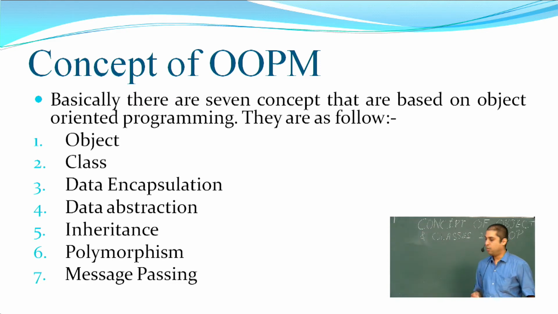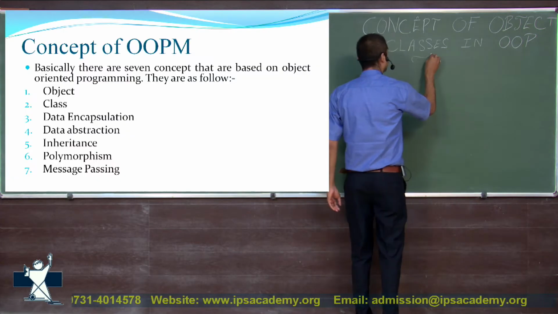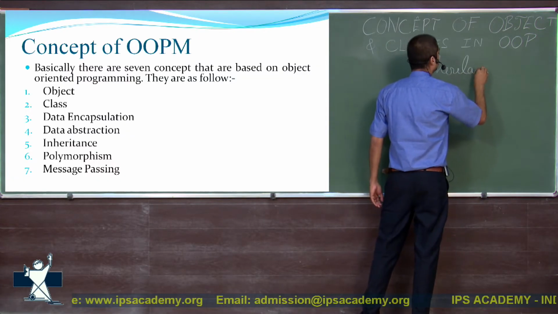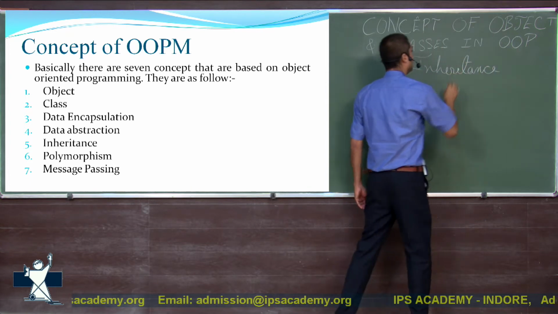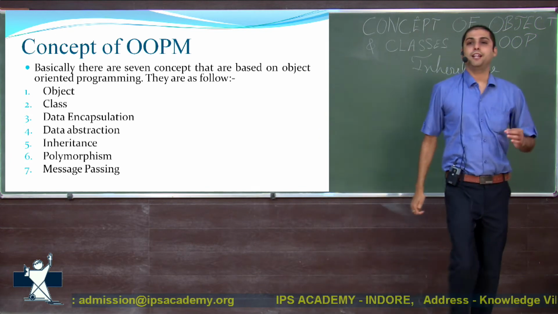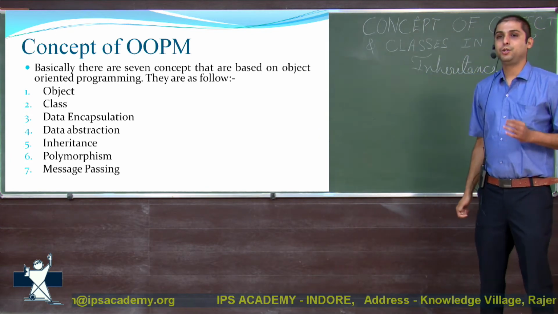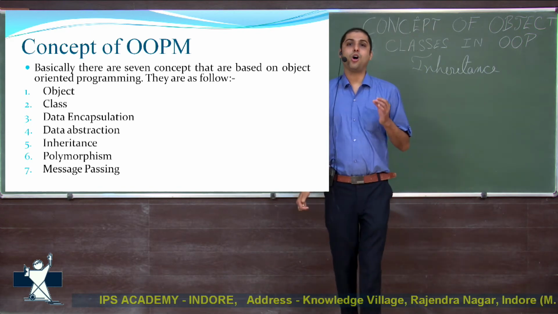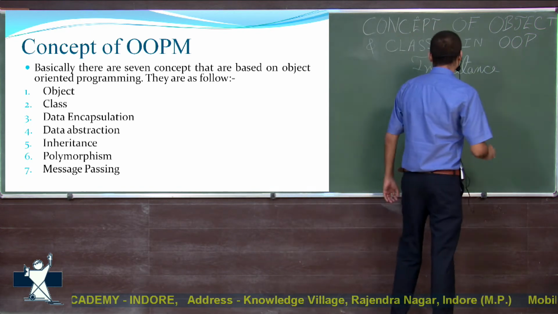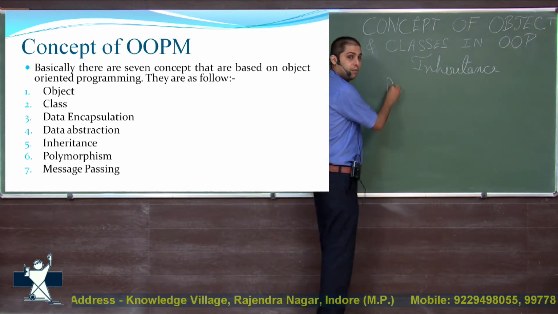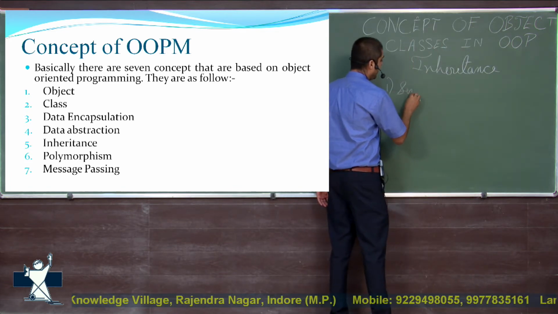Inheritance. Now, inheritance is a very important concept in object-oriented programming. The basic definition of inheritance is reusability. Simply means that we have to reuse all the code. Okay. So, there are 5 types of inheritance. Number 1, single inheritance.